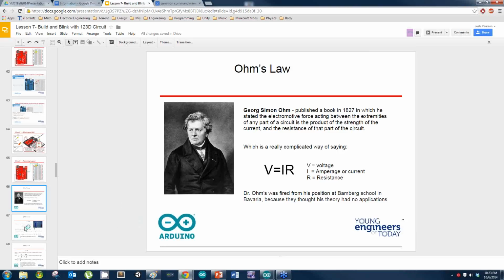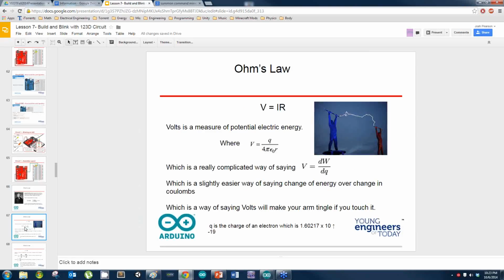So let's look at what voltage is. Voltage is potential electric energy. That's a kind of weird way of saying voltage equals the charge over 4 pi epsilon naught times the radius, which is a really complicated way of just saying V equals dW over dQ, which is just a slightly easier way of saying the change of energy over the change in coulombs. Or to say it simply, if you touch anything that has a high amount of voltage, your arm will tingle.